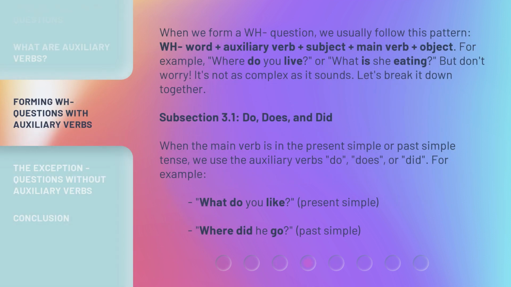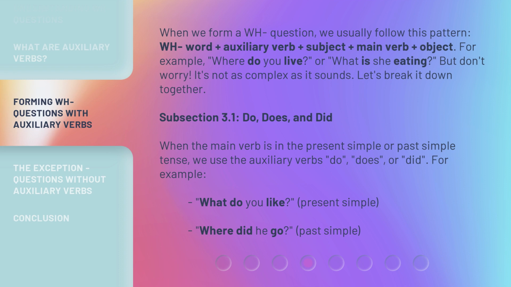When we form a WH question, we usually follow this pattern: WH word plus auxiliary verb plus subject plus main verb plus object. For example, where do you live? Or, what is she eating? But don't worry, it's not as complex as it sounds. Let's break it down together.